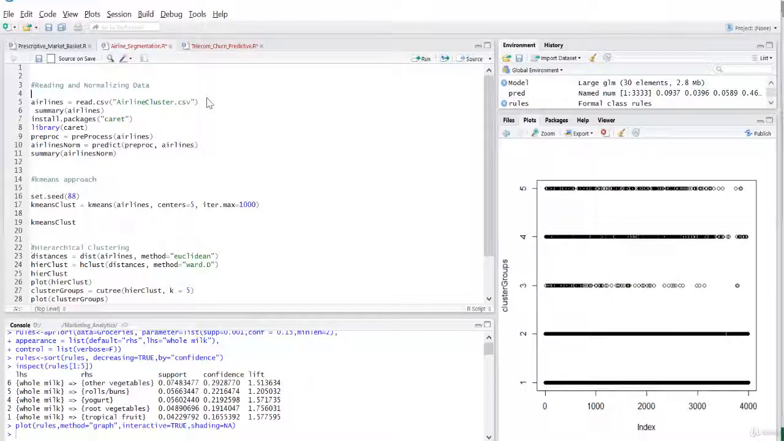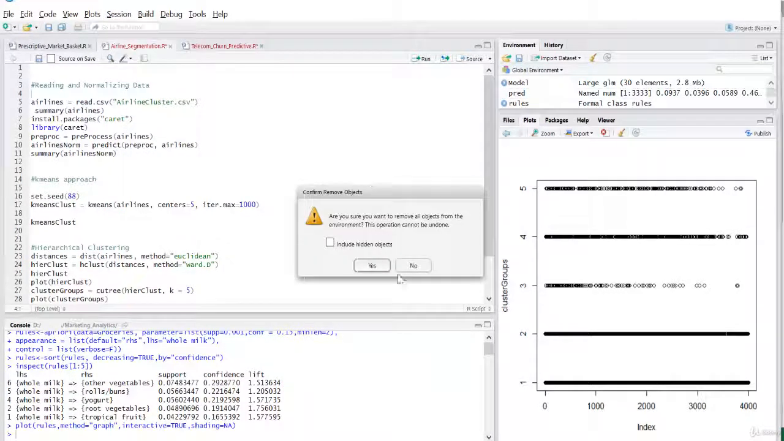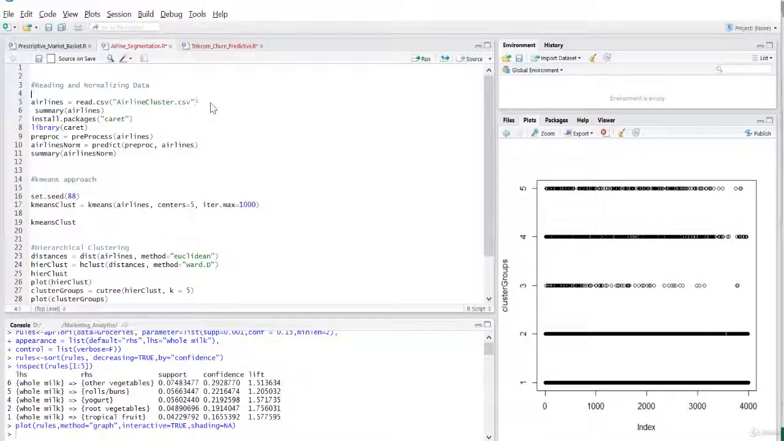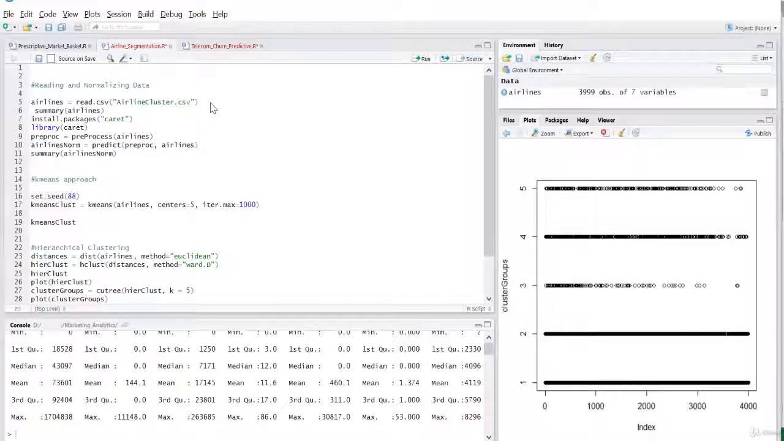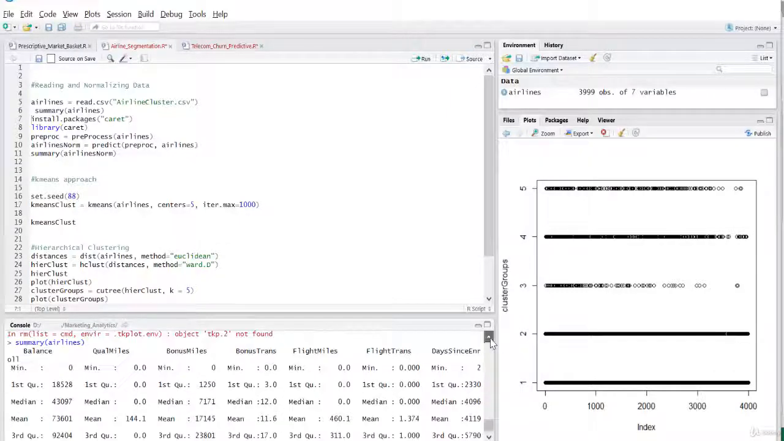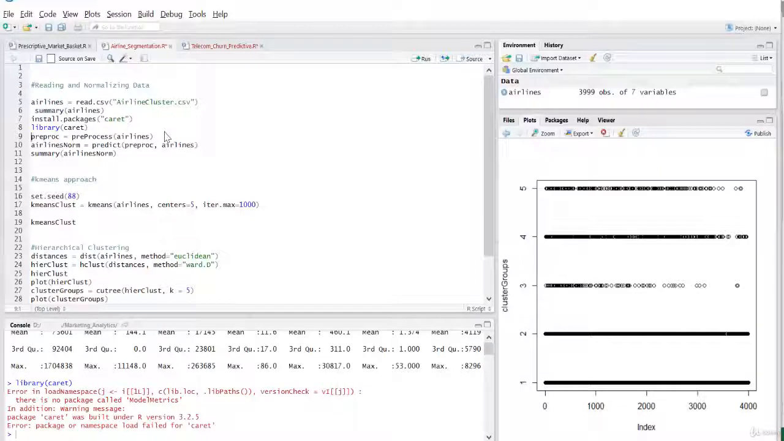We'll first read this data set into my RStudio program, which is done by airlines equal to read.csv airline cluster.csv. Then we'll see the summary of this airline data. With the summary, I'm trying to see the descriptive statistics for each of the variables: the minimum, first quartile, median, mean, third quartile. This is the kind of descriptive statistics I want to carry out on the data set which I have.